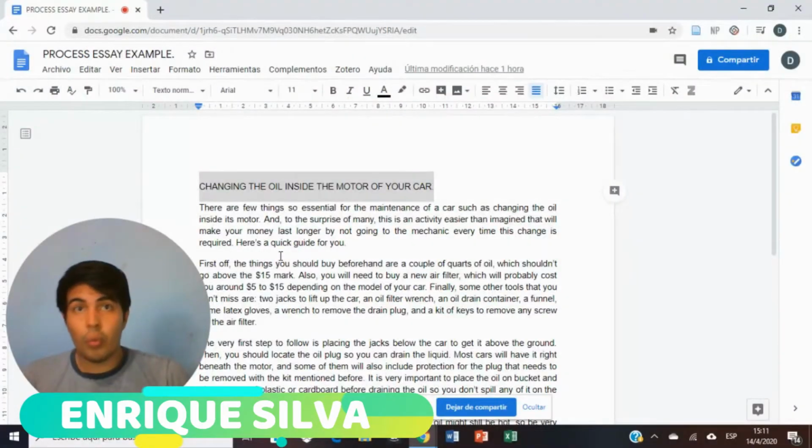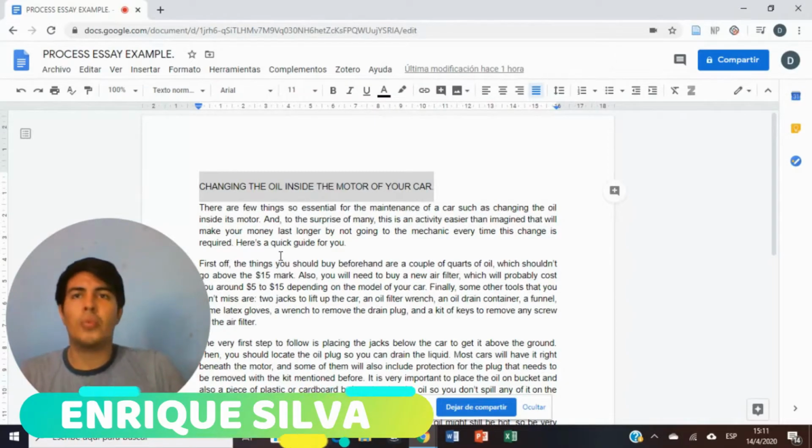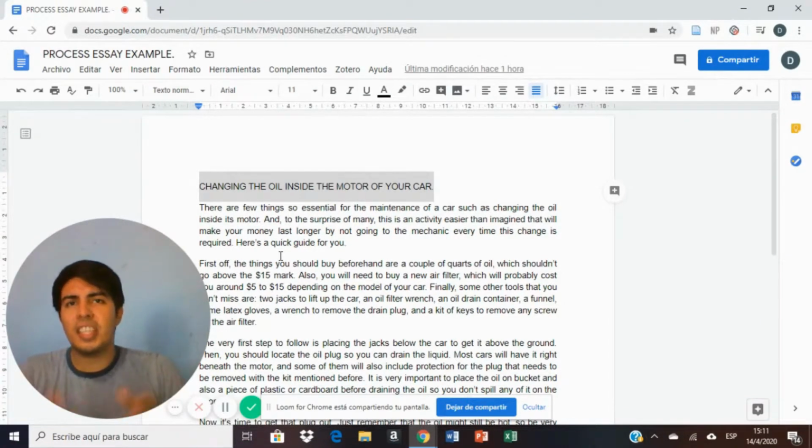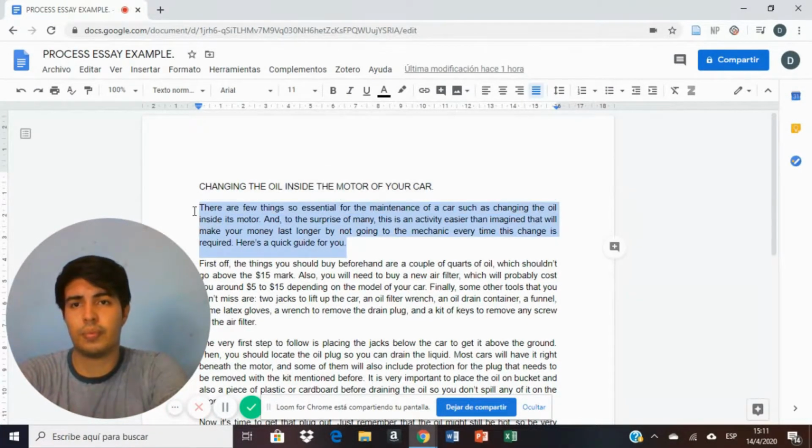In the introduction, we have a small outline of what the body of the essay will entail. In this case, we have: there are few things so essential for the maintenance of a car, such as changing the oil inside its motor. And, to the surprise of many, this is an activity easier than imagined that will make your money last longer, by not going to the mechanic every time this change is required. Here's a quick guide for you.